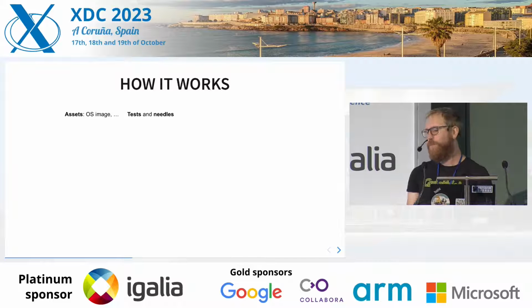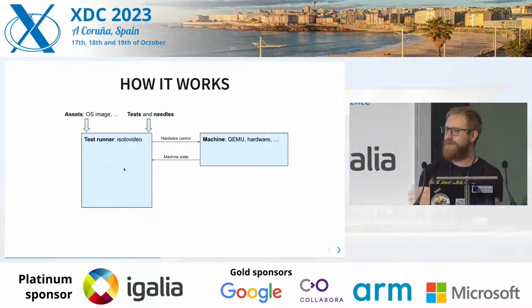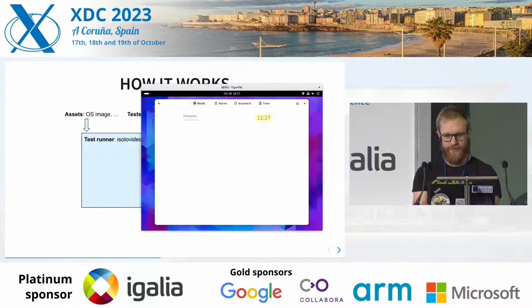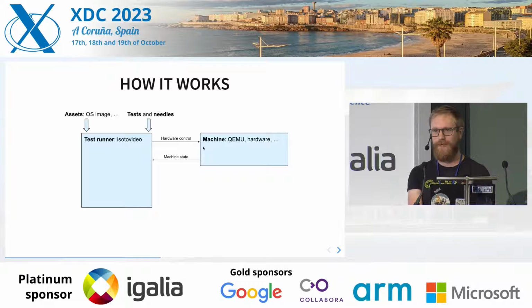So what you basically do is you need an operating system image and various other assets, which might be a kernel or some data that you download during the test. You need some tests and needles, which are basically screenshots. The test runner is this thing called ISO to video. And first it creates a machine. So here it's created a virtual machine in QEMU, but it can also manage hardware using different backends. So the machine could be a device, and you write a shell script that boots the device, or you use IPMI to boot the device.